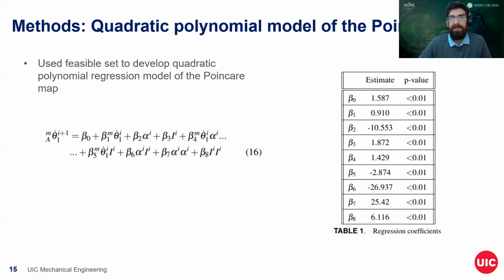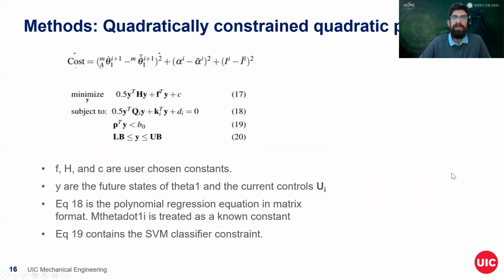Once we developed the feasibility classification model, we used the feasible set to develop a polynomial regression model of the Poincare map, shown here in equation 16. This is our Poincare map approximation of the feasible set. And so finally, we used the support vector machine decision boundary and the polynomial regression to develop a quadratically constrained quadratic program. The cost function is the squared error of the outputs in relation to their nominal states.